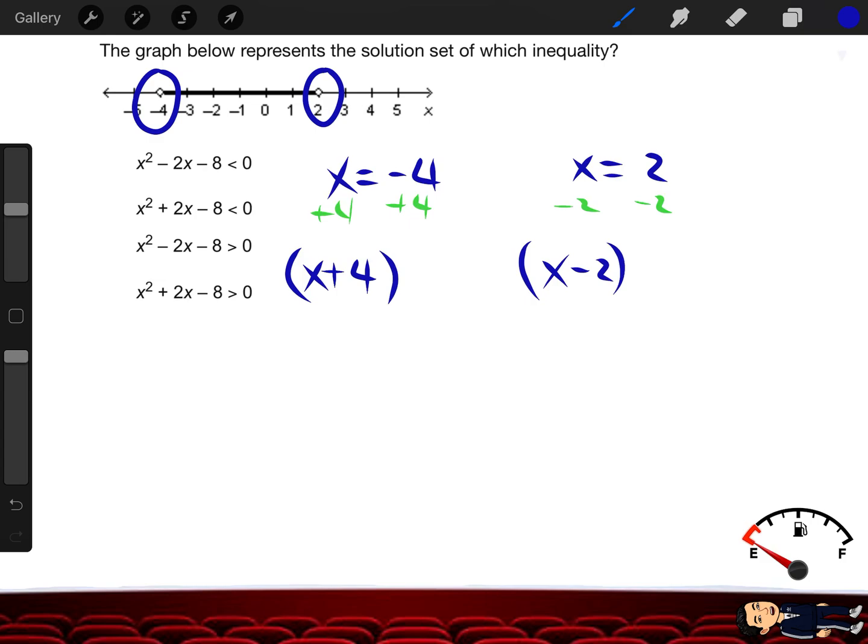You're going to multiply them using the FOIL method. Multiply each other, FOIL it. You should get x squared plus 2x minus 8. Let's see which ones are not going to be your answer. The first one is not, and the third one is not. So you're just going to pick between 2 and 4. The inequality symbols are the only things that are different.